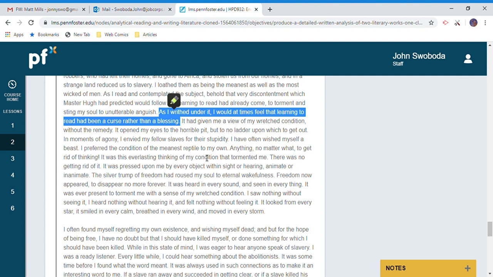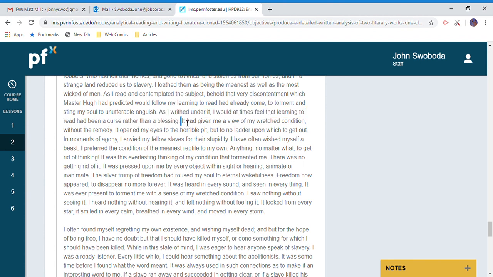Learning to read was a curse rather than a blessing because had he not learned to read, he might have been able to trick himself into being okay with slavery. He might have been able to just bear it and say, well, this is how things are. There's nothing I could do to change it. Might as well grit my teeth and bear it. But because he learned to read, he was able to see a world outside of what would be perceived as normal for him, and to see a better way. And now that he can see the better way, he hates the normal way that much more.